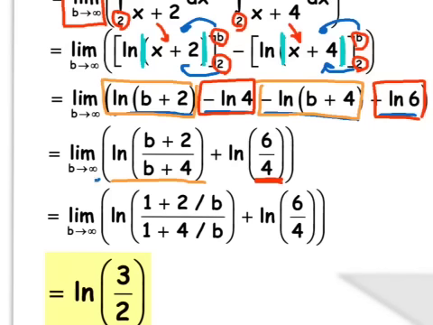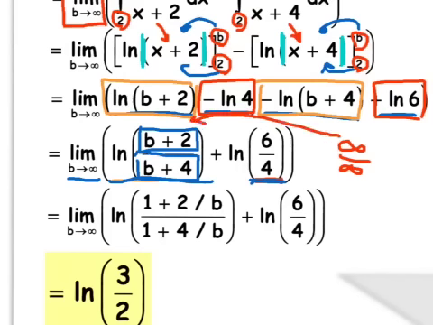There's no calculus left, all that's left is limits. So we have the limit as b goes to infinity of the natural log of b plus 2 over b plus 4 plus the natural log of 6 over 4. I don't really mind how you look at this limit. If you like L'Hopital's rule, you can use that. So as b goes to infinity, we have the ratio of b plus 2 over b plus 4 here, and that's an indeterminate form. If you were to let b tend to infinity, you'd have infinity over infinity. And since infinity over infinity is an indeterminate form, we can use L'Hopital's rule.